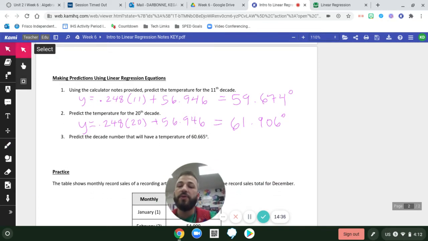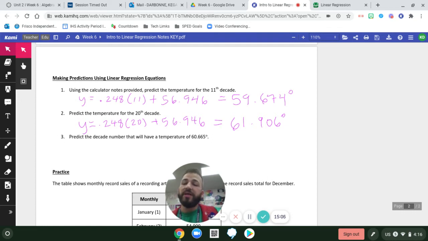Now the next one, number 3: predict the decade number that will have a temperature of 60.665 degrees. In this one, they're giving us a y value instead of an x value. In the last two, I gave you decades, so we plugged in the x value to get the y value. This time, I've given you a y value, and we're going to try to predict the decade, so we're trying to find the x value.